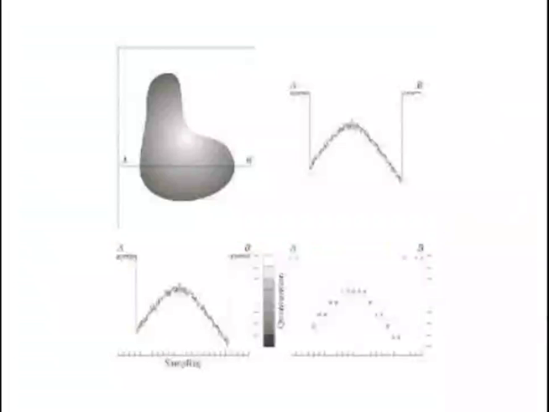The figure shows the image sampling and quantization. The random variations are due to the image noise. To sample this function, we take equally spaced samples along the line AB as shown in figure C. The spatial location of each sample is indicated by the vertical tick mark in the bottom part of the figure. The samples are shown as small white squares superimposed on the function. The set of these discrete locations gives the sampled function.